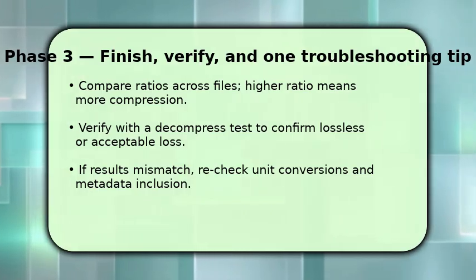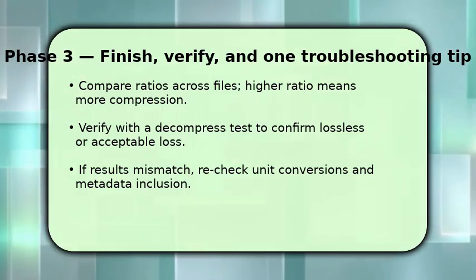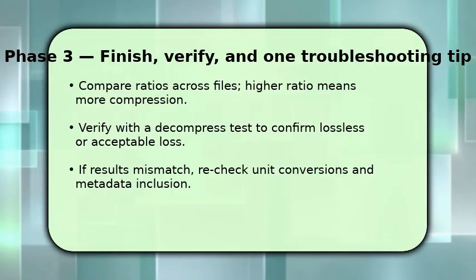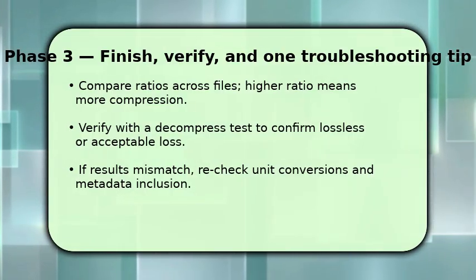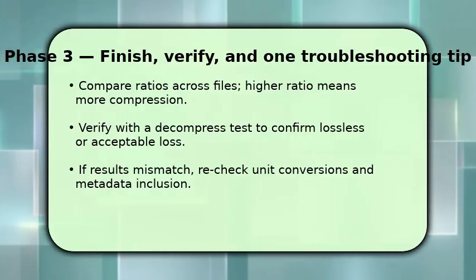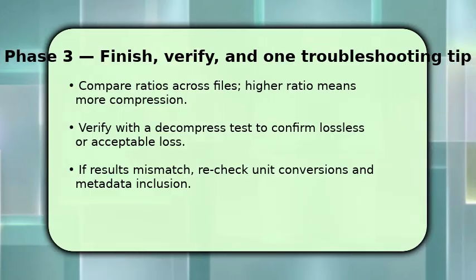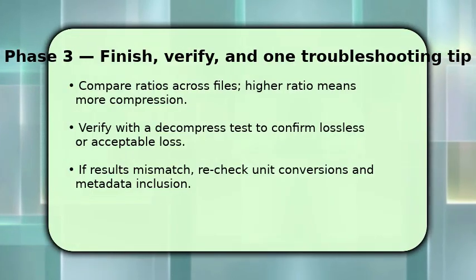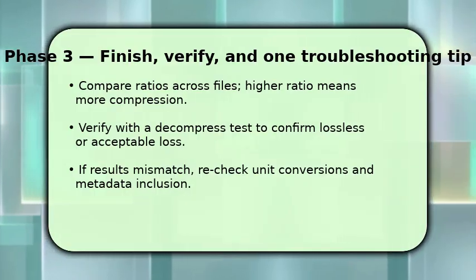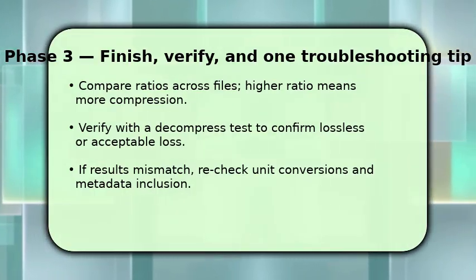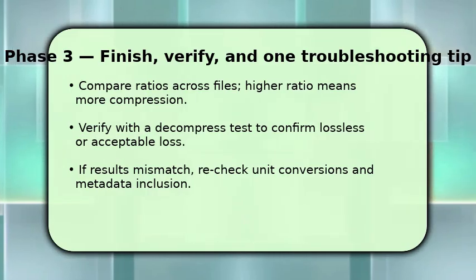Then verify by decompressing samples to confirm integrity or acceptable loss, because numbers alone can be misleading. If values look wrong, recheck unit conversions, whether you included headers or metadata, and rounding errors. These are the usual culprits. If a single check fails, recompute with raw bytes, and you'll find the discrepancy quickly.